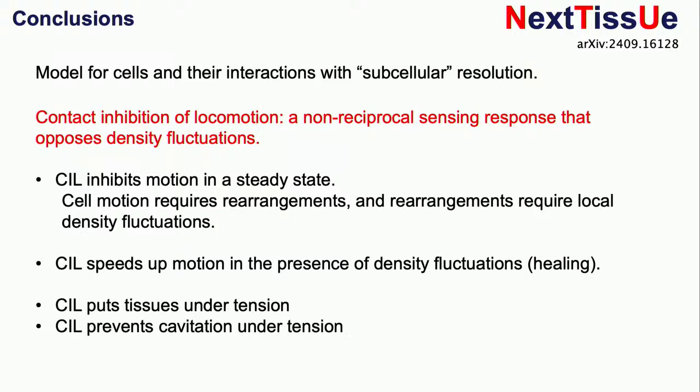So is there a unique way to model CIL, or are there many options to model CIL? So this is what we have been doing. The other way people have been doing it is more like an alignment interaction, but then you go into flocking. When you do that, you find that contact inhibition is promoting motion in dense tissue, which is a bit weird given the name contact inhibition of locomotion, right? So this is the only way.